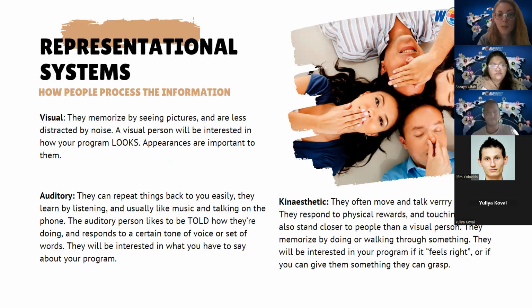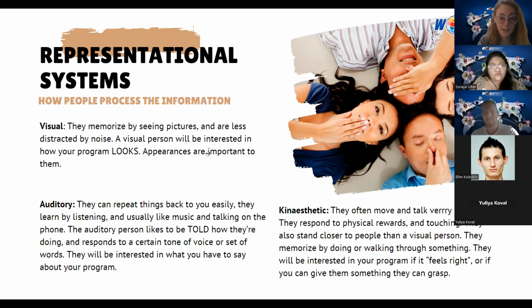One is visual. People better memorize by seeing pictures and are less distracted by noise, and the visual person will be interested in how your program looks. Appearances are most important to them. Auditory people can repeat things back to you easily, and they have good memory for information that was told to them. They learn by listening, and they like music and talking on the phone. The auditory person likes to be told how they are doing and responds to a certain tone of voice or set of words. They will be interested in what you have to say about your presentation or about your offer.